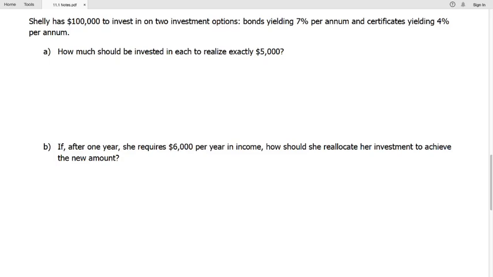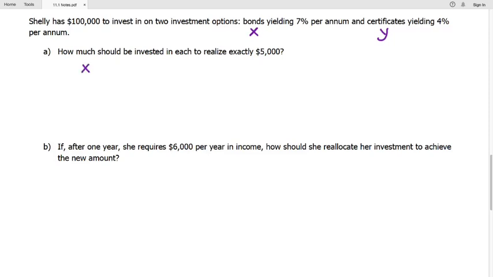Here's what I'm going to do. I'm going to say an investment using bonds is going to be represented by the variable x, and an investment into certificates is going to be represented by the variable y. And I can set up a system of equations using x and y now. Okay, what do we know?